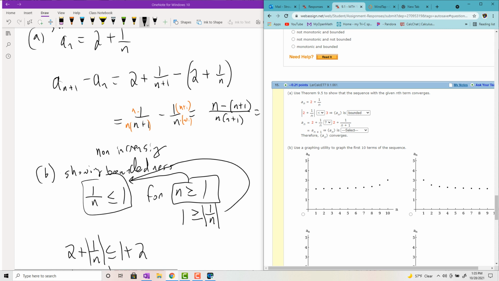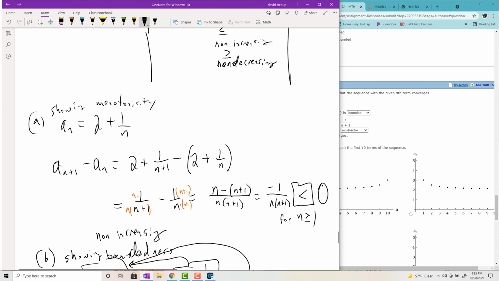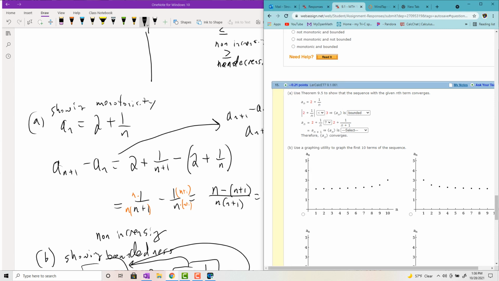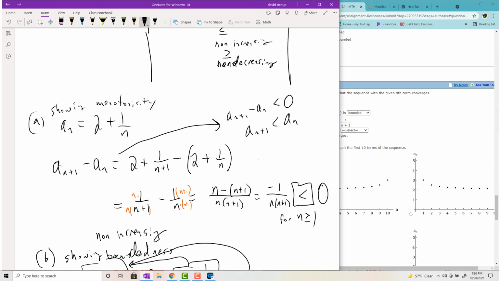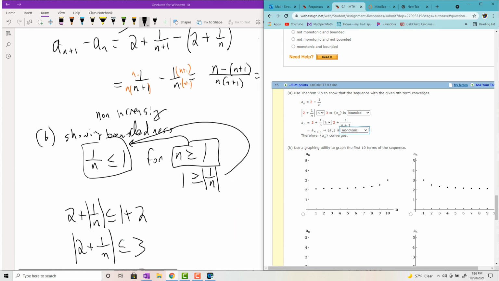The next part, they're comparing these, right? So what did we show? We showed, basically, a long story short, that a sub n plus 1 minus a sub n is less than 0. In other words, a sub n plus 1 is less than a sub n. Okay, so they want it the other way around. Basically, they want a sub n is greater than a sub n plus 1. They only give us the greater than or equal to, so we use that. So as I said already, this is monotonic, and in particular non-increasing.